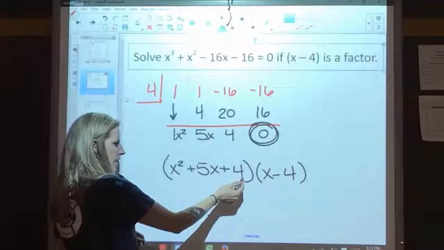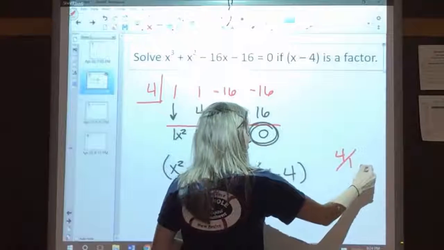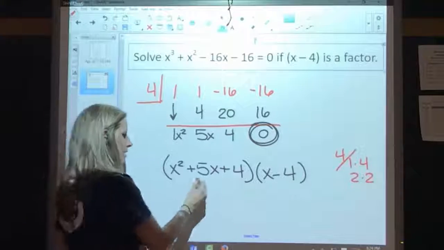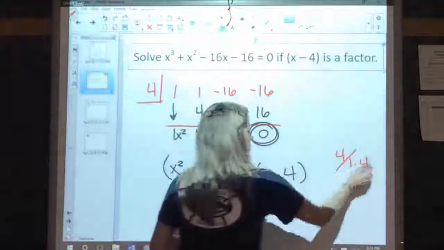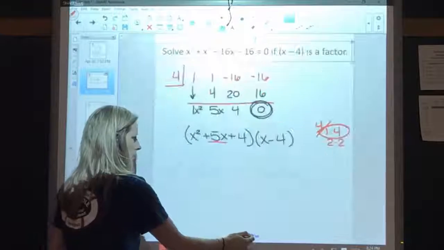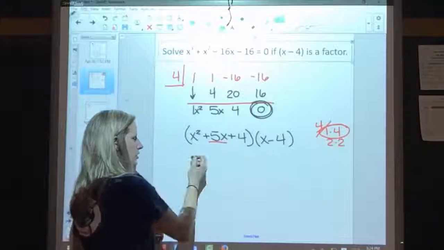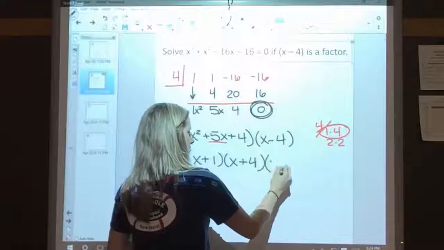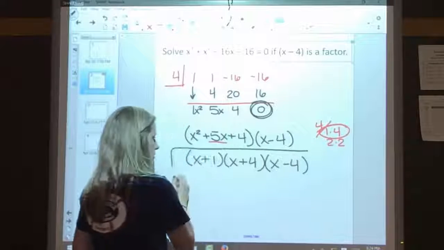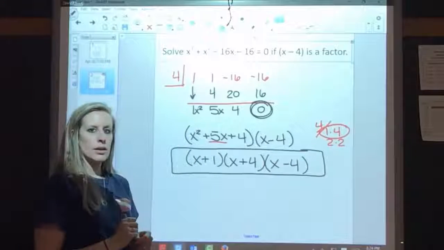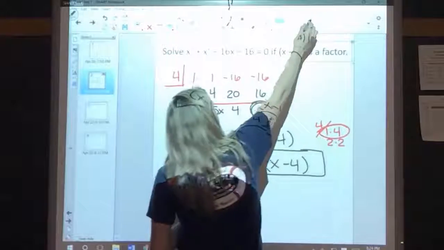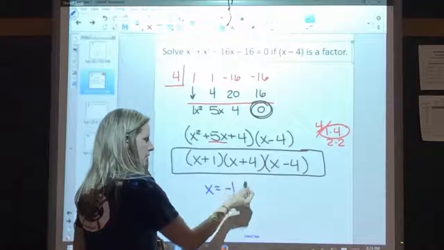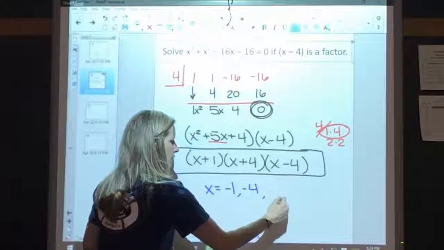Okay, so I'm going to find the factors of 4. So 1 times 4, 2 times 2. In which 2 will add or subtract to give me a 5x in the middle? Be 1 and 4. All right, so factored form would be x plus 1, x plus 4, and x minus 4. So I want to see that. And then you're going to find your zeros. Okay, so for my first factor, my 0 would be a negative 1. Second one, negative 4, and positive 4.